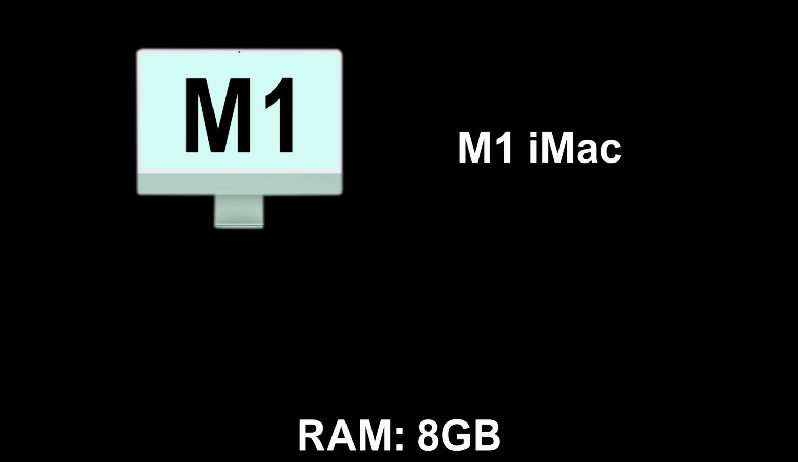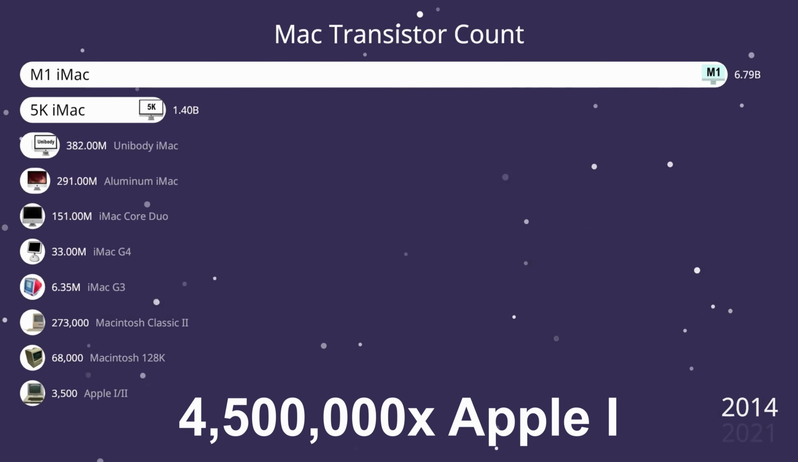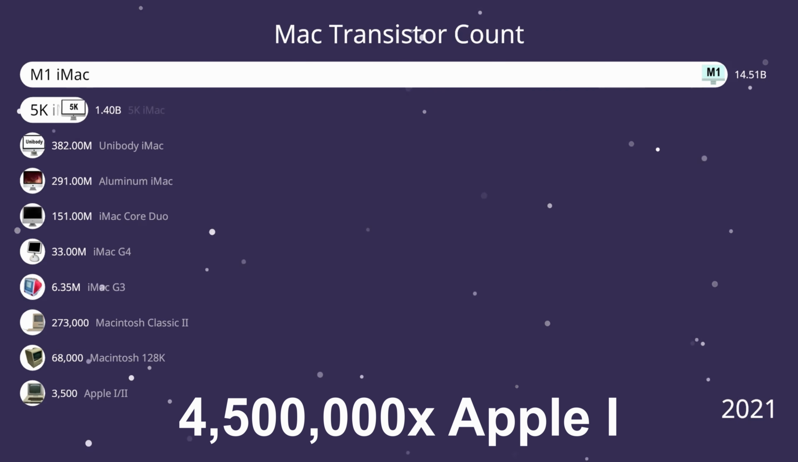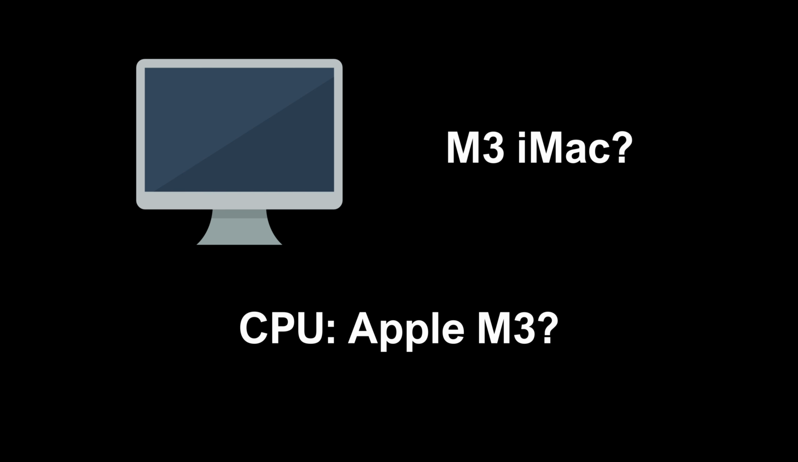of RAM by default. This 8-core CPU contains over 16 billion transistors, which is an amazing 4.5 million times the original Apple I. Apple is soon expected to announce an iMac with a brand new M3 CPU.